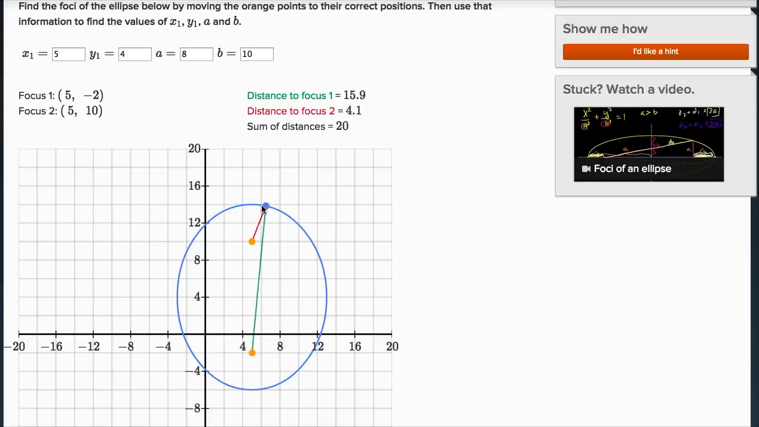In fact, you can draw an ellipse on a chalkboard. You could draw this ellipse on a chalkboard if you had a string of, say, length 20 centimeters, and you put one focus there and one focus there, and you put your chalk in the string, and you just tried to move it around, and it would look something like that. Anyway, hopefully you found that as fun as I did.